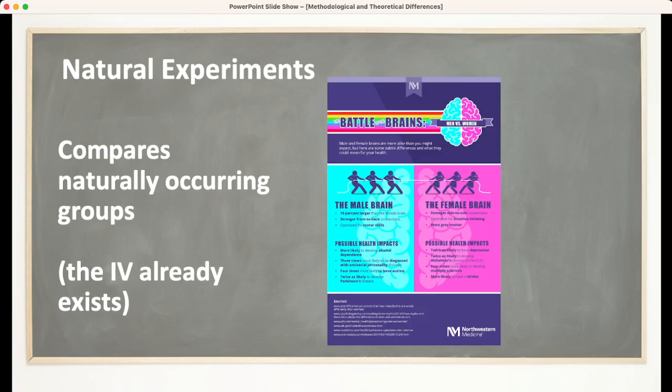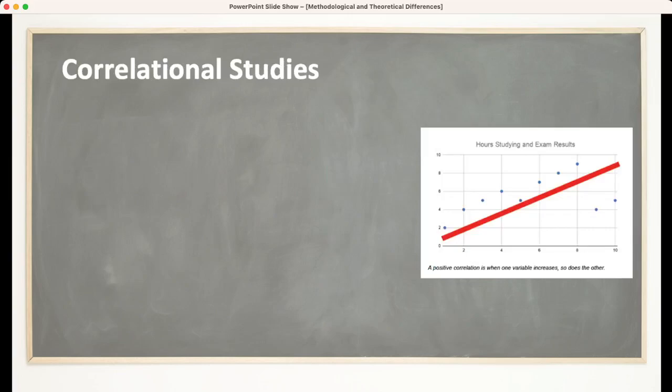So this would be, for example, looking at the brains of men versus women. Researchers can't randomly assign people into either category, despite actually, well, maybe they can as we go more down towards that progressive rainbow route. But anyway, until we get there, we can't.